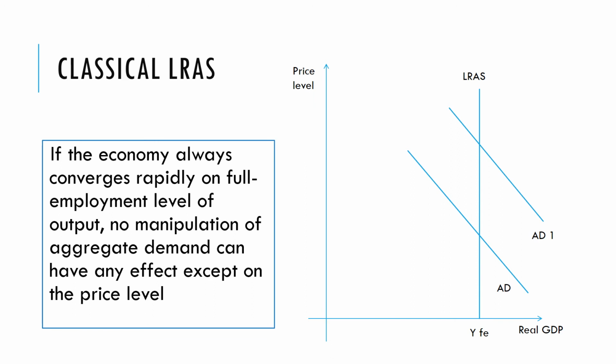So if the economy always converges rapidly on the full employment level of output, no manipulation of aggregate demand can have any effect except on the price level. So the belief behind this long-run aggregate supply curve is that movements in demand can only affect the price level in the long run. They can't actually affect how much is being produced. That can only happen due to changes in supply. So if there was an increase in aggregate supply, there would be an increase in GDP, but any increase in aggregate demand will only change the level of prices, it won't actually increase how much could be produced.